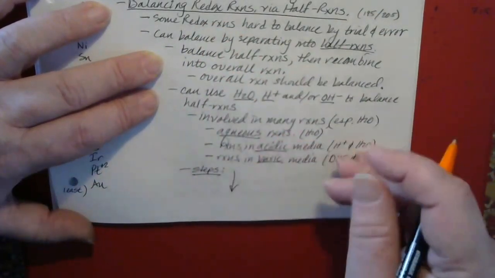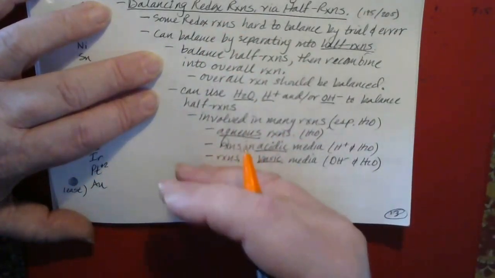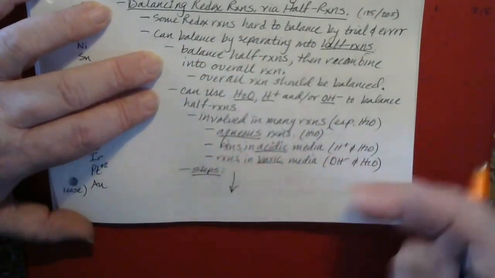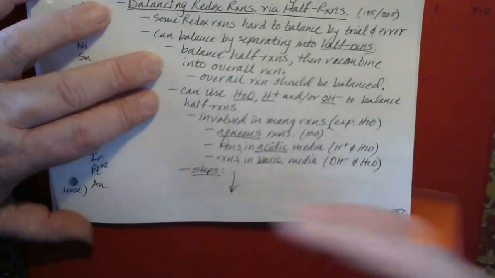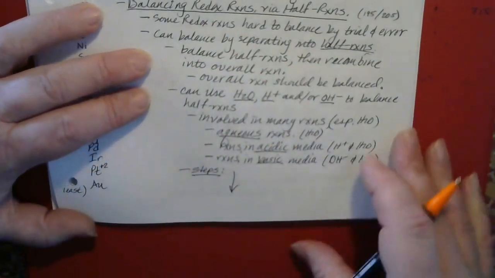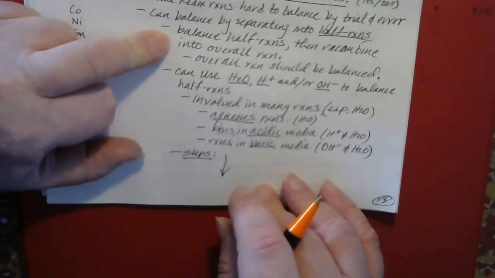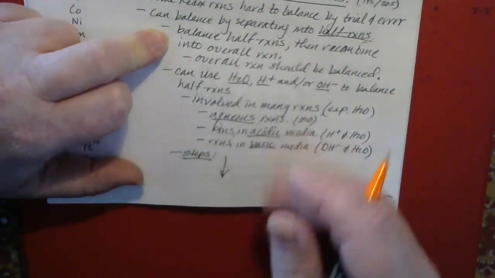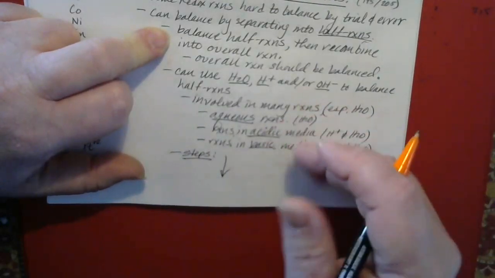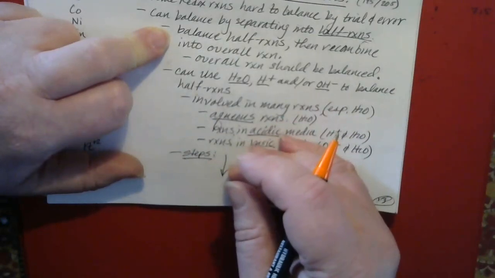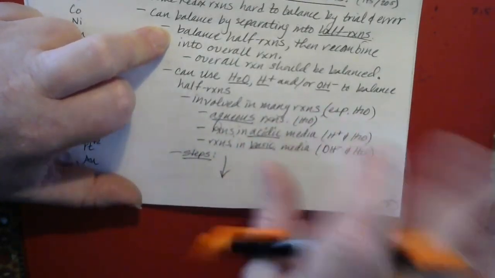And then the reduction half reaction would include the element that's being reduced along with whatever compounds it happens to be in, and the electrons that it's gaining in order to be reduced. And once you balance the half reactions, then you get it so that the electrons coming and going are the same in the two half reactions. And then you can put the half reactions back together and your overall reaction should be balanced.